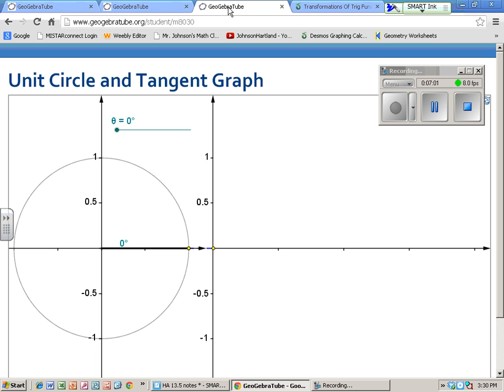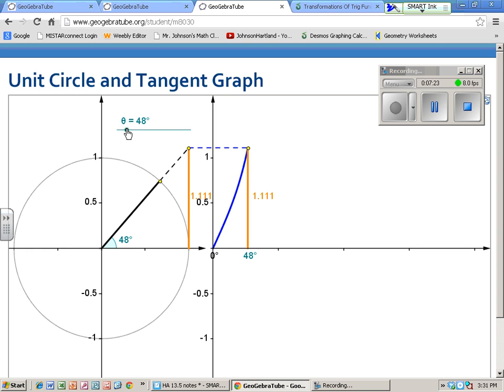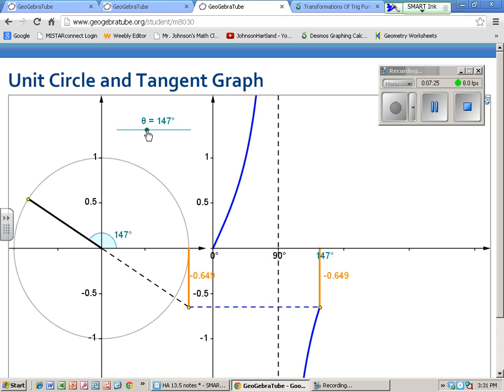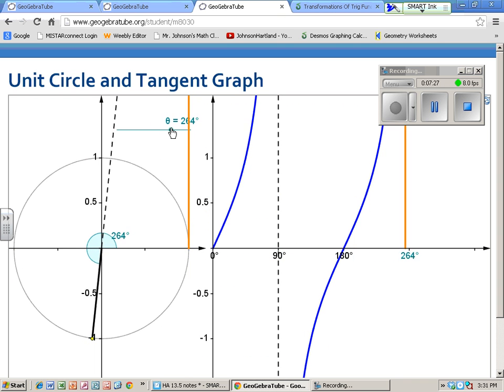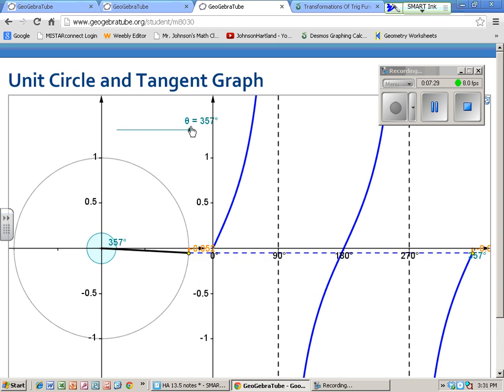I'm going to rotate this around, and you have to think about the opposite side and the adjacent side of the triangle that's being formed here. That's where the y values are coming from. As I rotate around, it's drawing this orange line. That's the y value for the tangent graph that's being graphed on the right side of the screen. So as we go around, you can see how this graph is just completely different. Around to the 360. All right.